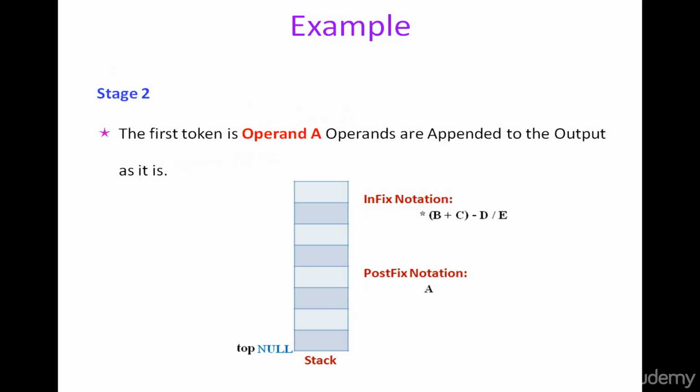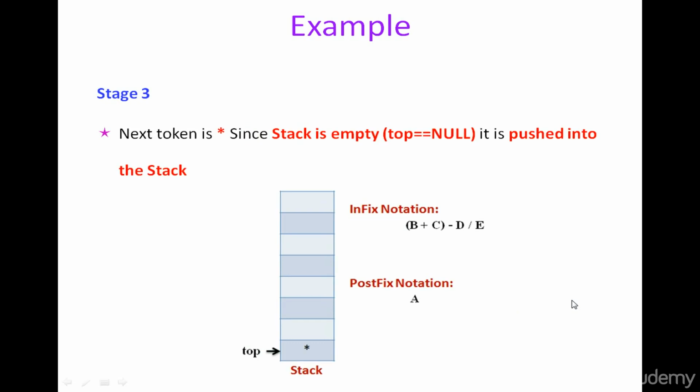Now, as you can see, we have A here, right? And this is for the first token. Now the second one is an operator. It's a multiplication operator. So we will push this operator into this empty stack, right? And as you see in the second slide, we have pushed this multiplication in the stack.